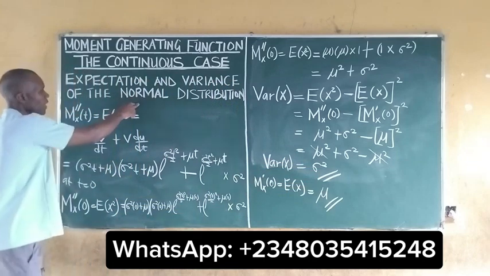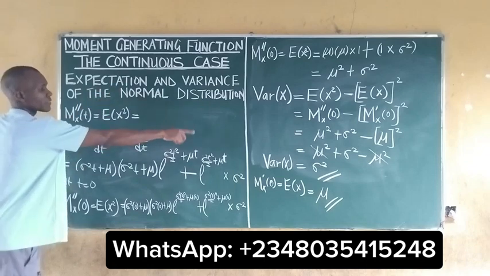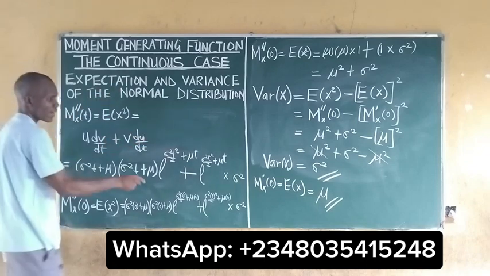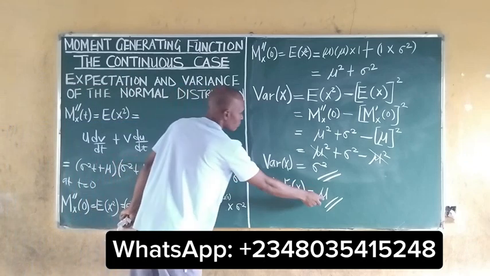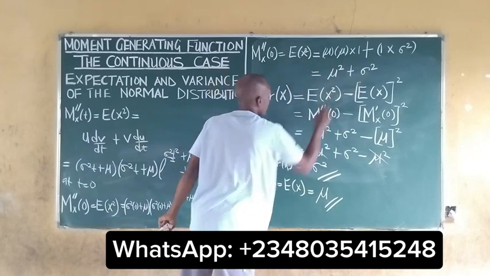So the variance is sigma squared. The variance for the normal distribution, our continuous case, is sigma squared, while the expectation of x is mu, and the expectation of x squared is mu squared plus sigma squared.